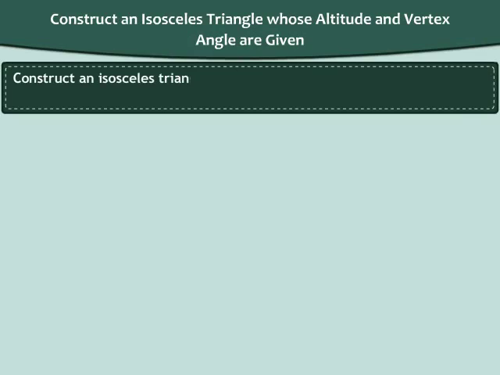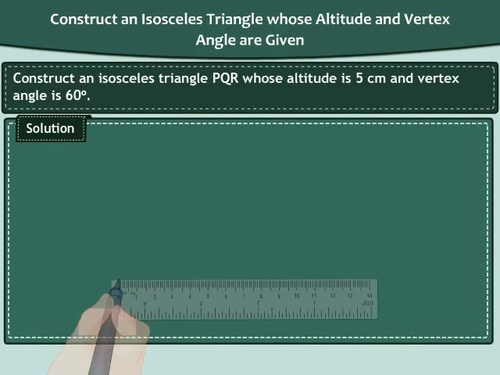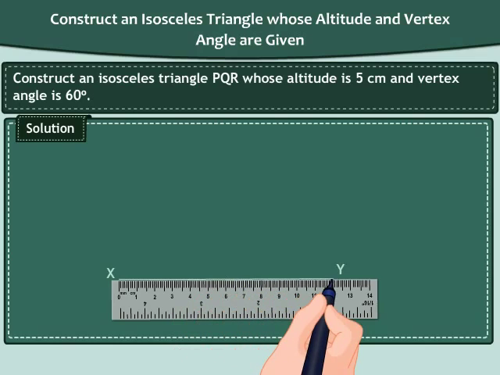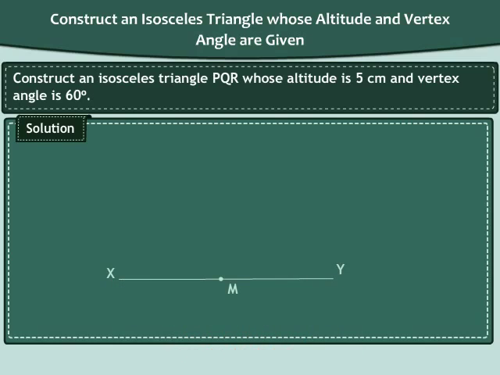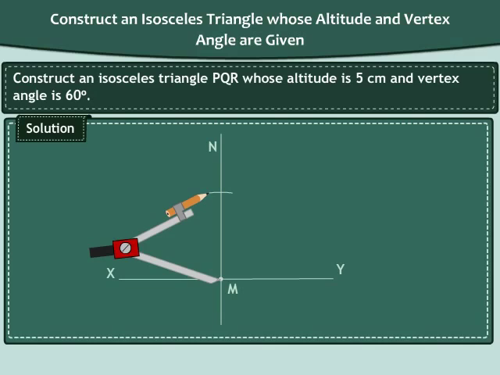Construct an isosceles triangle PQR whose altitude is 5 centimeters and vertex angle is 60 degrees. Solution. Let's construct it step by step. Draw a line segment XY, take a point M on XY and draw perpendicular MN on XY. With M as a center and radius 5 centimeters, draw an arc cutting MN at point P.